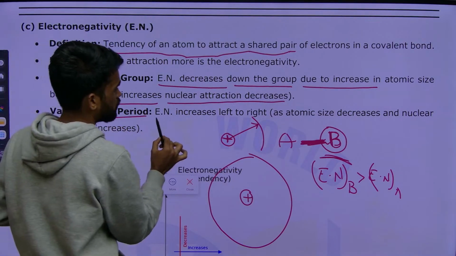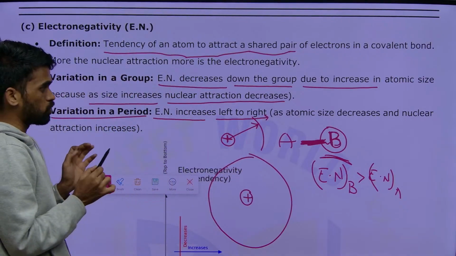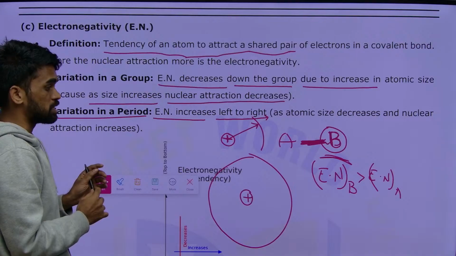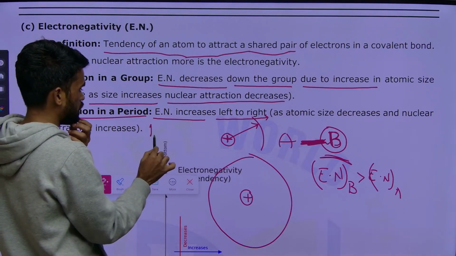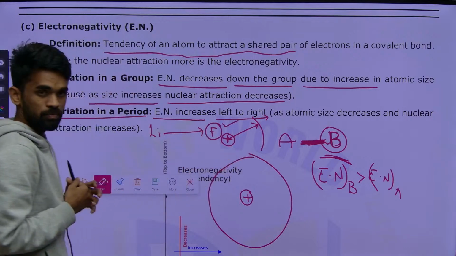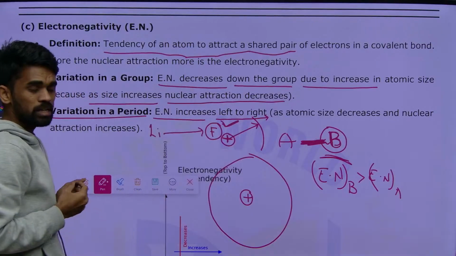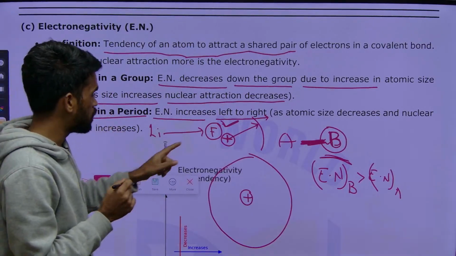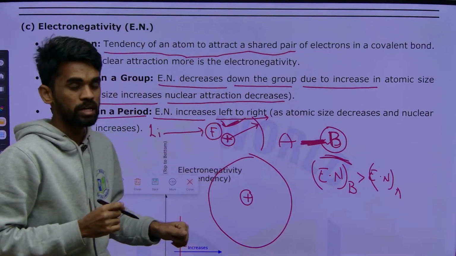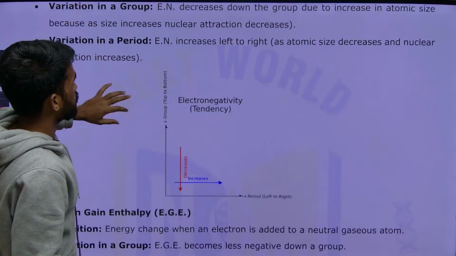Next, how does it vary in a period? So, electronegativity increases from left to right. Okay. So, it means from lithium to fluorine, fluorine is the most electronegative element. Okay. So, which is the most electronegative element? Fluorine. Okay. In the complete periodic table, fluorine is the most electronegative element. So, this is the variation of electronegativity in a period.